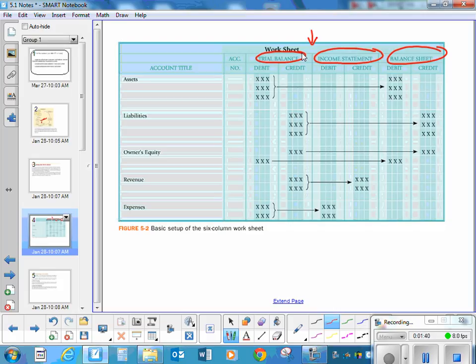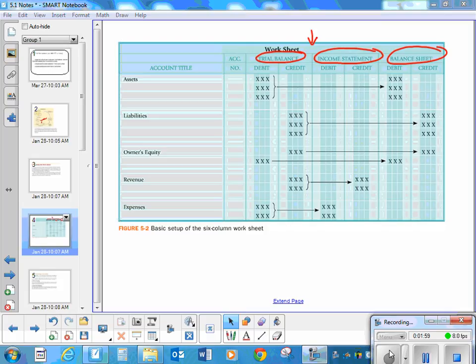We never do just a 6-column worksheet, but we're just using it now to introduce the basics of worksheets before we get into something a little more difficult using adjustments. Okay, so this is just to get you started. The basic sections of a worksheet.